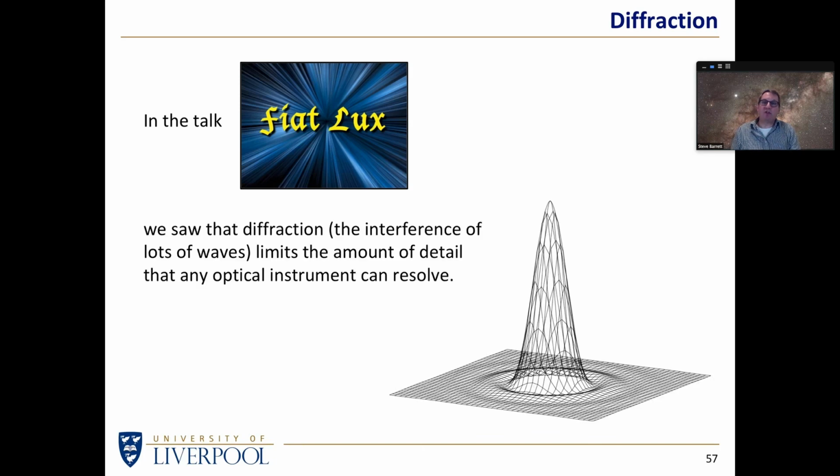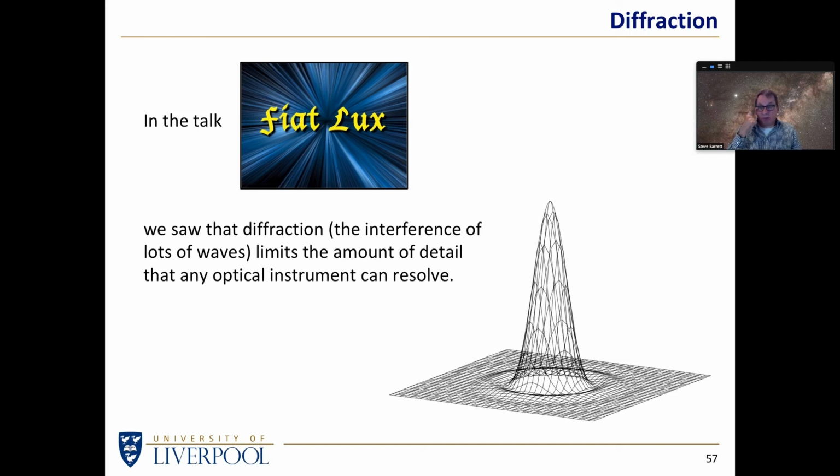In Fiat Lux, we looked at diffraction. And diffraction and interference sometimes get a little bit confused, but in simple terms, interference is when a couple of waves add together and you think about whether the crests arrive at the same point or whether the crest of one interferes with the trough of another and cancels out, etc. If you've got a very large number of waves interfering with each other, then we call that diffraction. So diffraction is just another word for the interference of a large number of waves.